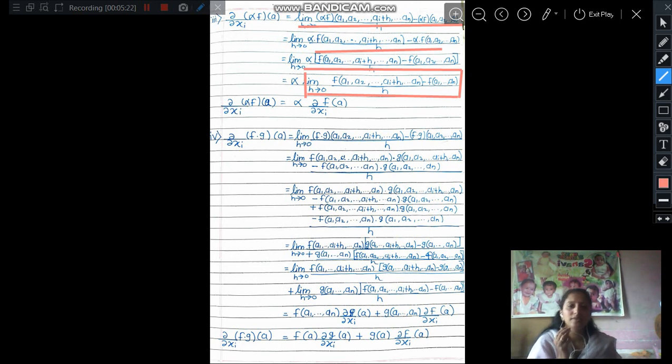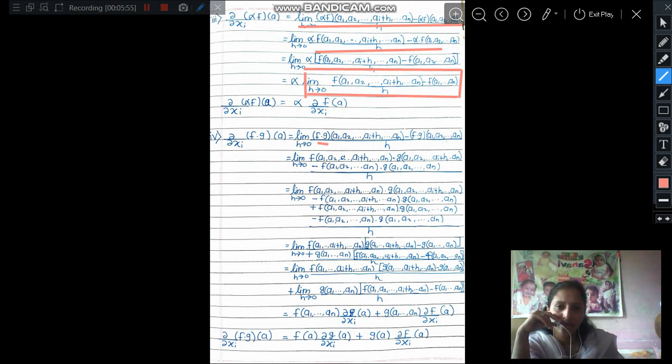Okay. Now the next part is (f·g) operated on a. Here one adjustment is necessary. This adjustment is studied in the limit and continuity part. The same adjustment is used here. The limit h tends to 0, the operator is f·g: (f·g) operated on (a1, a2, up to ai + h, up to an) minus (f·g) operated on (a1, a2, up to an), upon h.